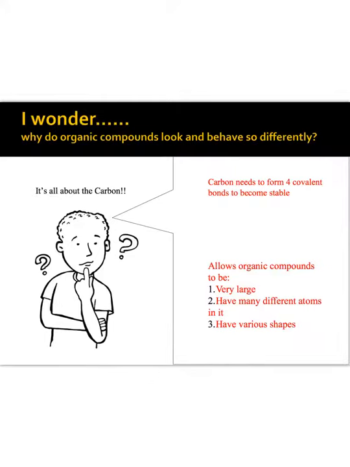Okay, what is it about carbon that makes it so important? Well, carbon, if you remember, has 4 electrons in its outermost shell. That means there are 4 empty spots that it can fill to get a full outer shell. Because it can form 4 covalent bonds, we can get very large molecules. Those molecules can have very many different atoms in it, and they can have very different shapes.